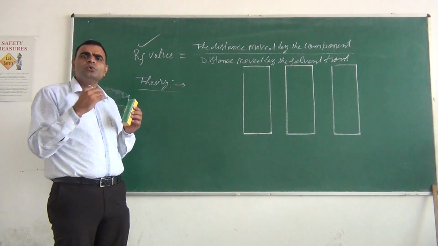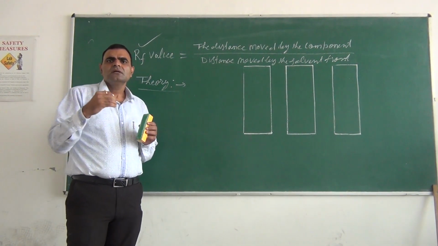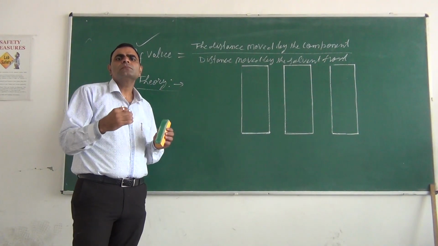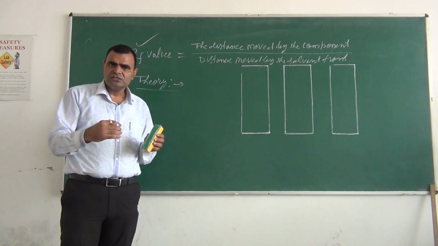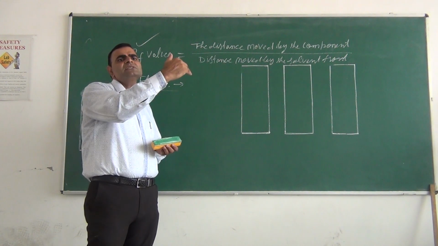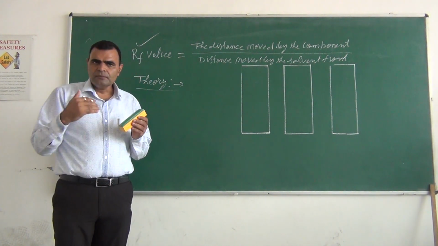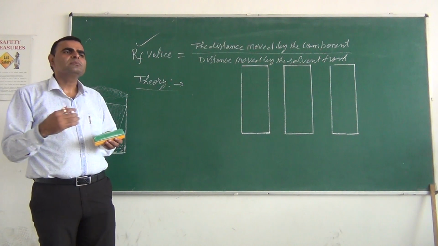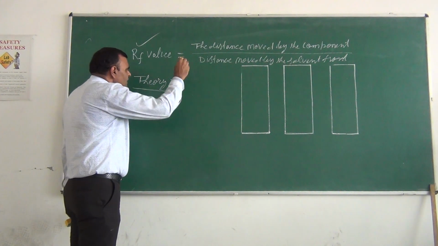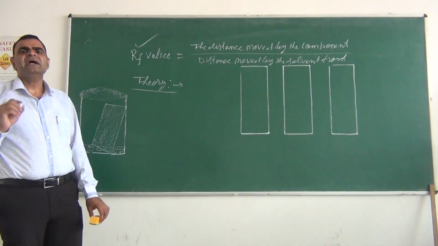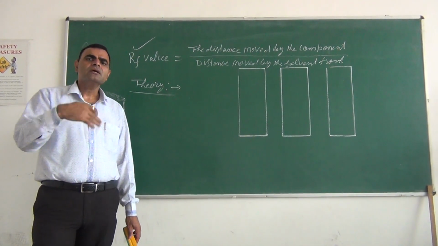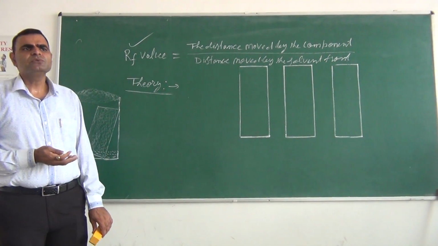Different components move to different extents depending upon their tendency to adsorb on the stationary phase. The component which is strongly adsorbed travels a lesser distance, and the component which is poorly adsorbed goes to a higher extent. So this is the theory, that it depends upon the process of adsorption and then its movement along with the moving phase. Then we come to the procedure.